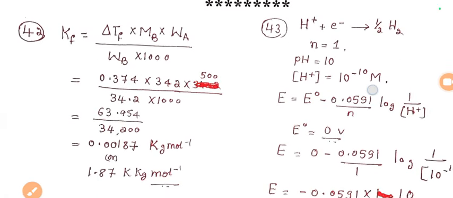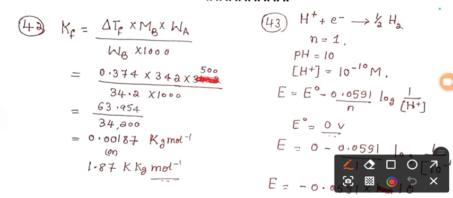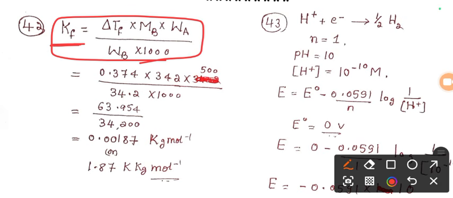Remaining numericals I have solved here. For example, 43 question: to find out the Kf value of water. So this is the formula, the depression in freezing point formula. So you'll get the answer here.